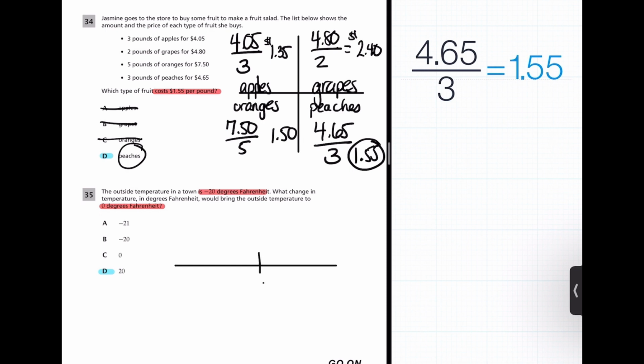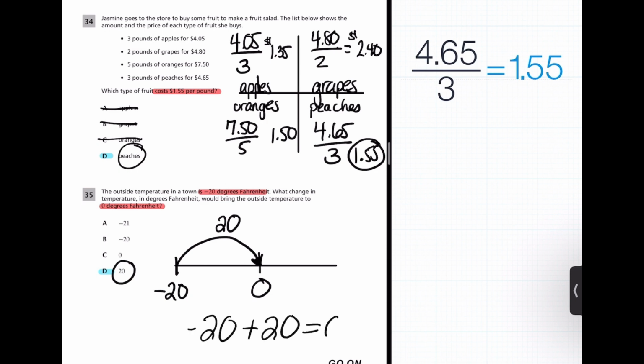And here's 0. And we know that the temperature right now is -20. So I'm to the left of the 0. And I want to know what would be the change to get it to 0. Well, it would have to be its opposite, +20. So these are just opposite numbers, and that would make a zero pair. And negative 20 plus positive 20 would make your zero pair.